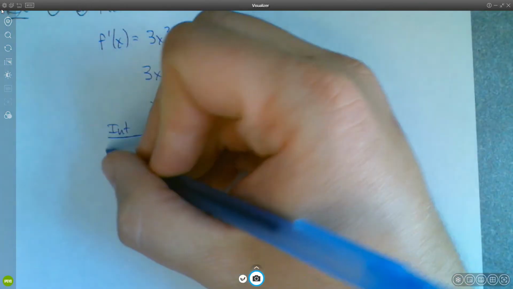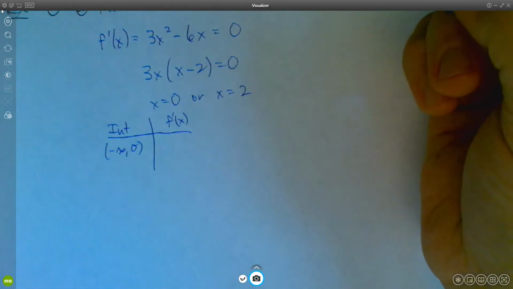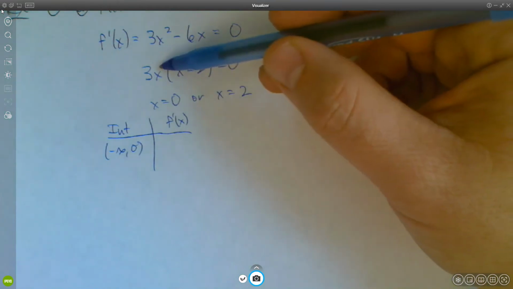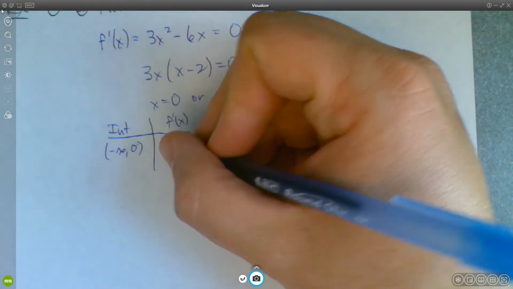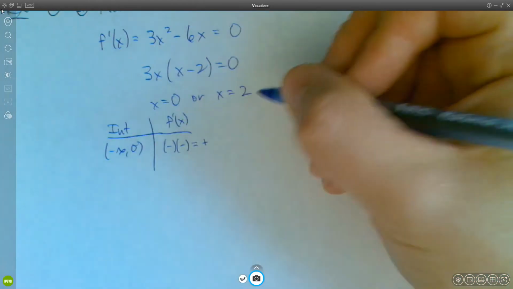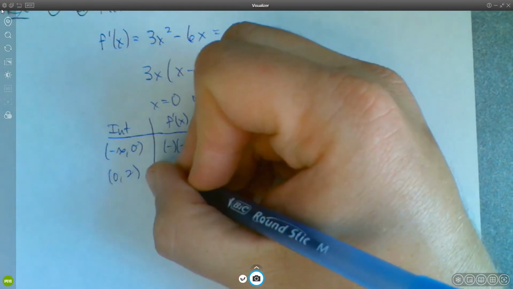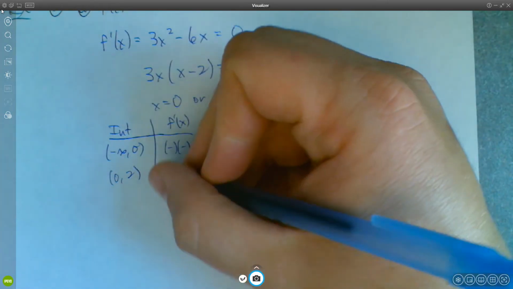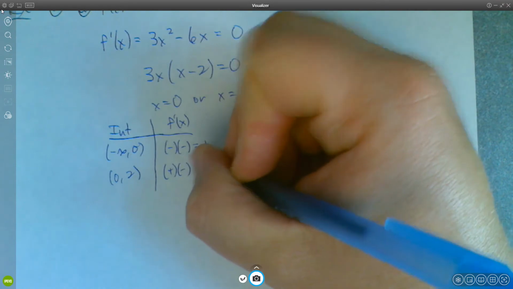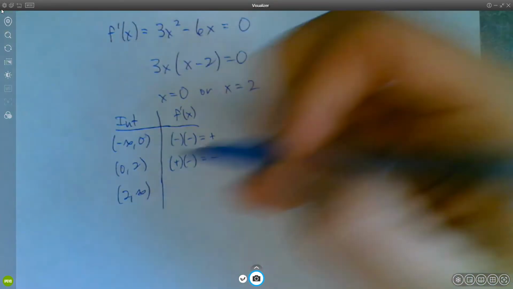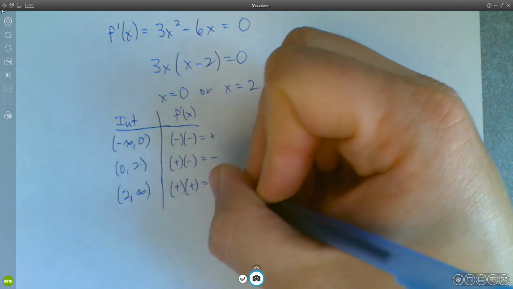On the interval from negative infinity to 0, if I plug in a test point like negative 1, I'm going to have a negative times a negative, and that will make a positive. From 0 to 2, if I plug in a test point, say 1, I'm going to have a positive times a negative, and that's going to make a negative. And on the interval from 2 to infinity, if I plug in a test point like 3, I'm going to have a positive times a positive, and that's going to make a positive.